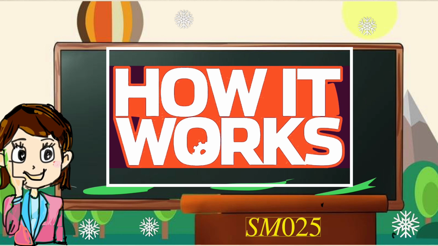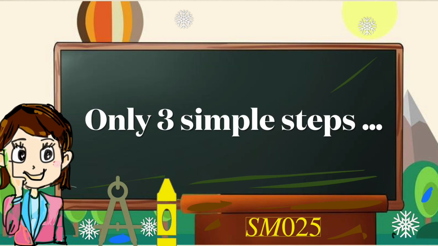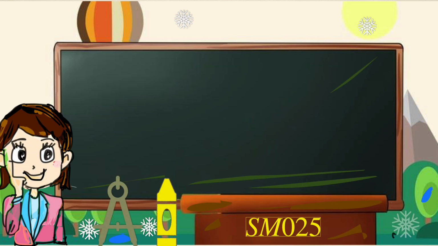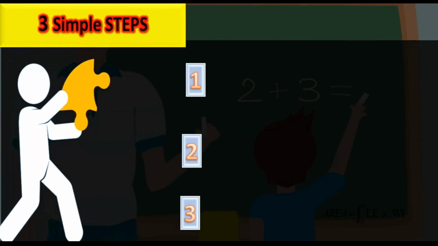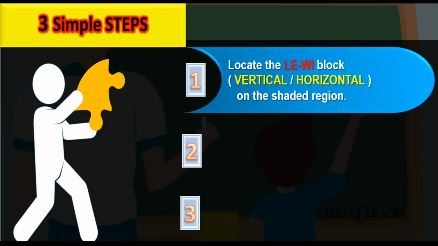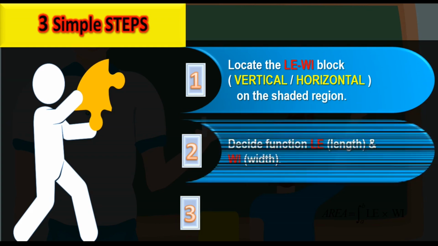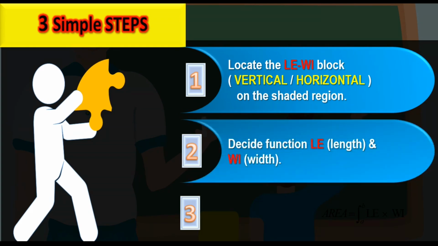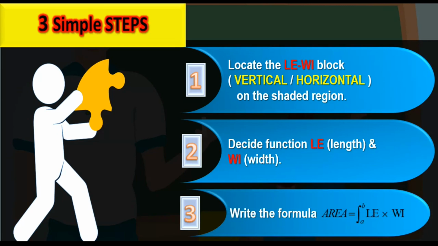Let me explain to you. With only 3 simple steps, we can find area between two curves. Step 1. We locate the Le-WI block vertically or horizontally on the shaded region. Step 2. We decide the function for length and width. Step 3. We write the formula for area in the integral form of length times width.